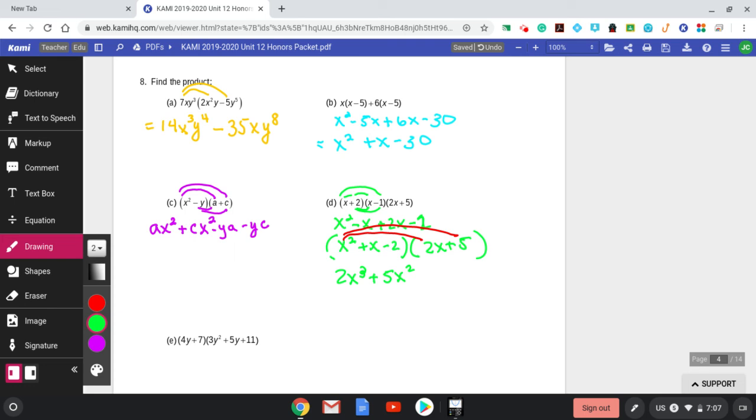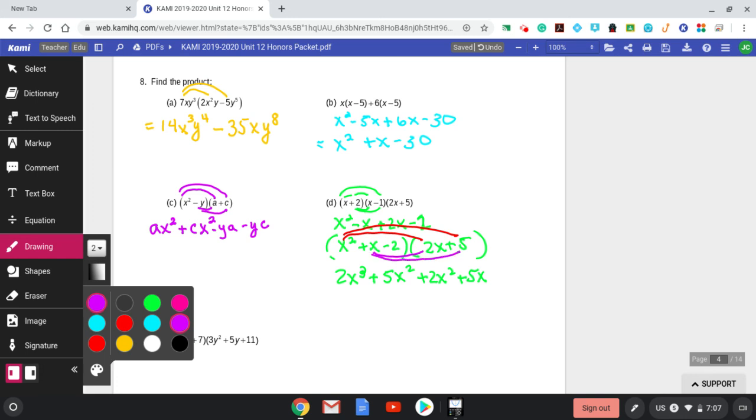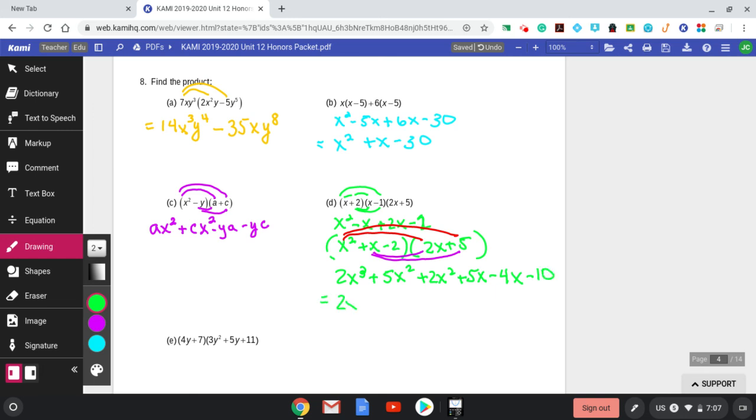Now let me distribute the x. So that's going to be plus 2x squared plus 5x. And again, where did I get that from? I got that from taking this x here and here. And then the last one I'm going to distribute is the negative 2. Make sure the negative stays with it. So minus 4x minus 10. And then I'm going to combine my like terms. 2x to the third plus 7x squared minus x minus 10.